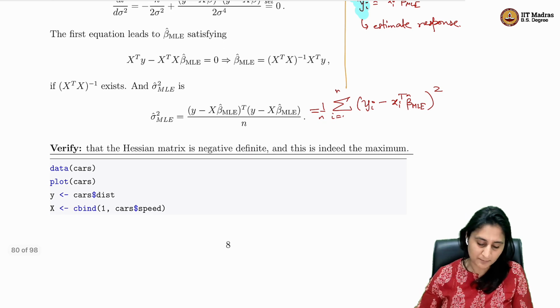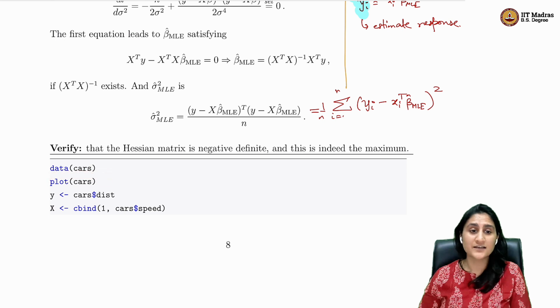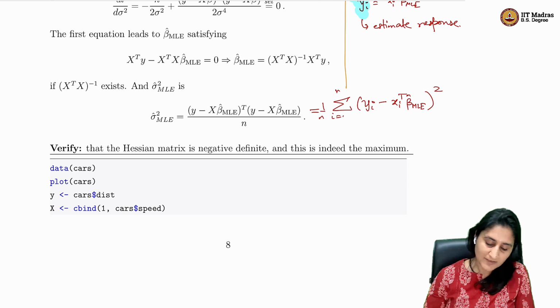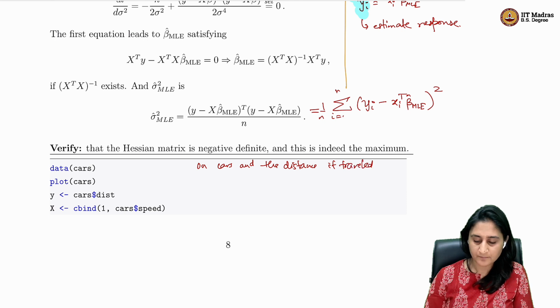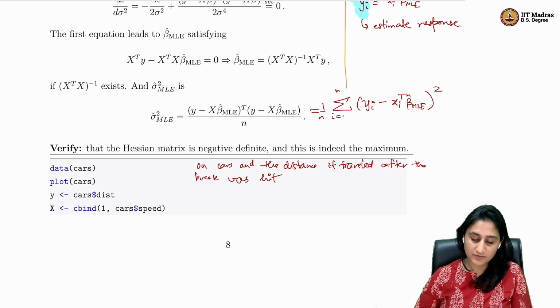So this is a popular example of the cars data in R. It's present by default in R. I'm going to show you a plot where it has information on cars and the distance it traveled after the brake was hit. Okay, so the distance it travels after the brake was hit, this is your response.